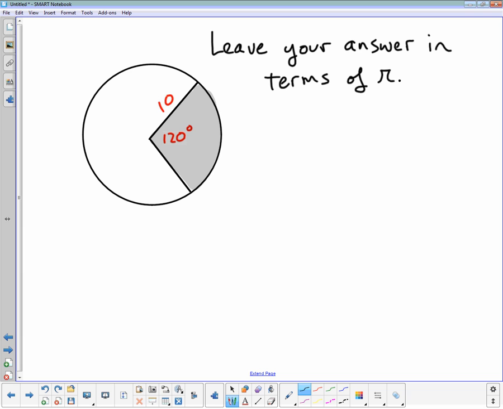This says you're going to leave your answer as a fraction, if it can be a fraction, or as a decimal, but your final answer is going to have the symbol pi on it. Let me show you what I mean. I'm going to walk you through this problem, and you'll understand when it's over.